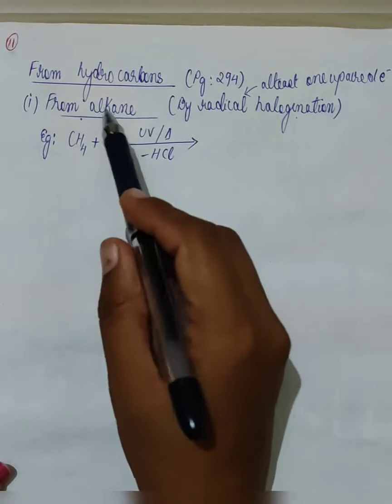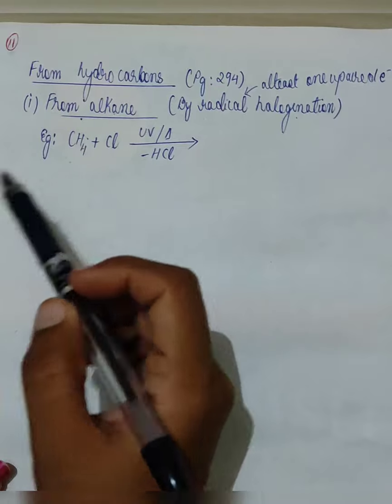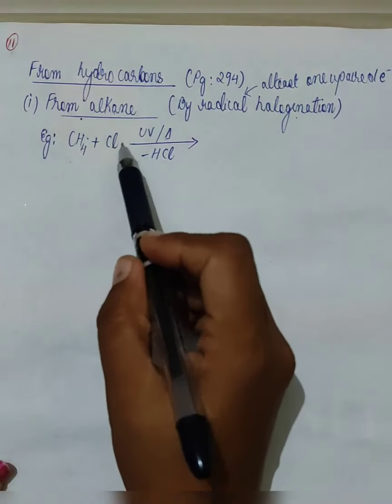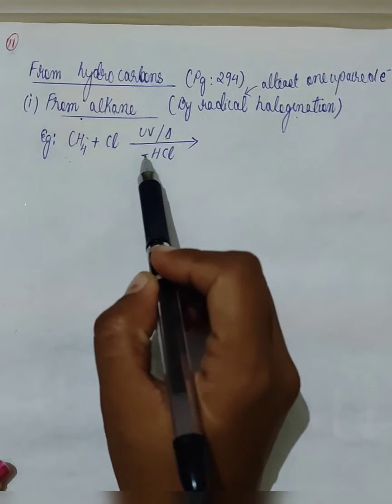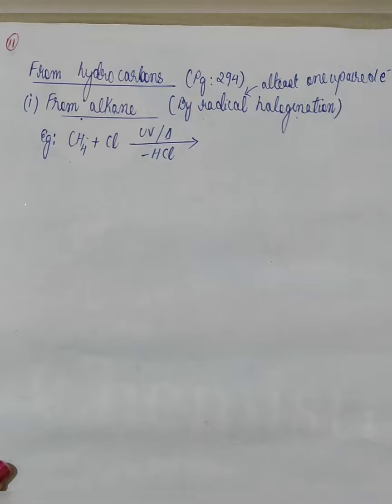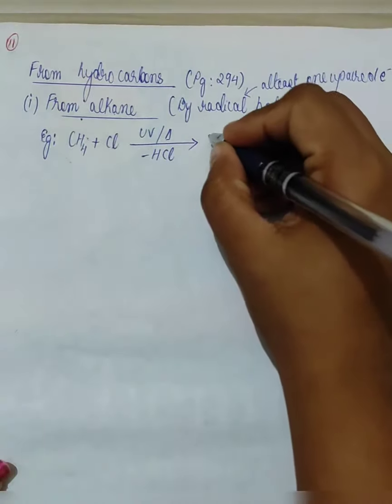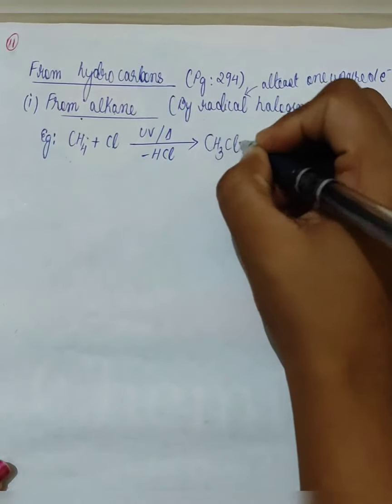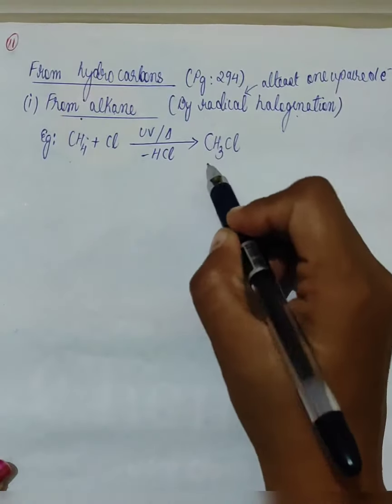Now let us see this reaction. This reaction from alkane will occur only in the presence of UV light or heat. That means light or heat is needed to initiate this reaction. Now here, methane, this can be any alkane, and a halogen. In presence of UV light, 1 mole of HCl will be given out. Upon giving out 1 mole of HCl, this will become CH3Cl. Now this is not the only product.